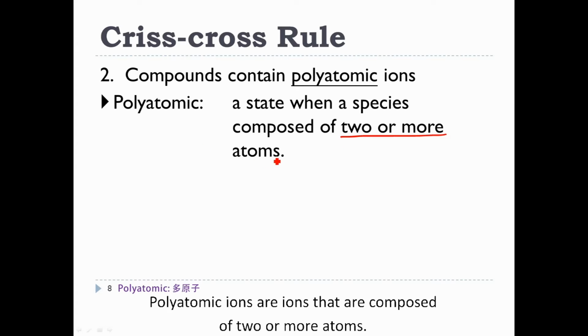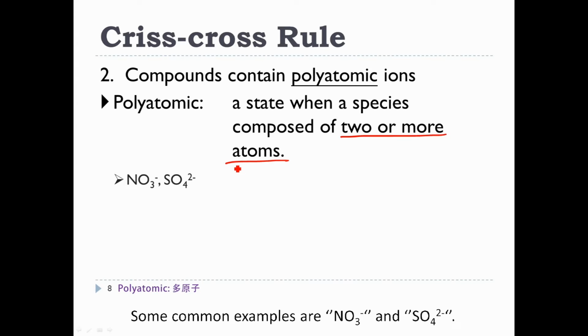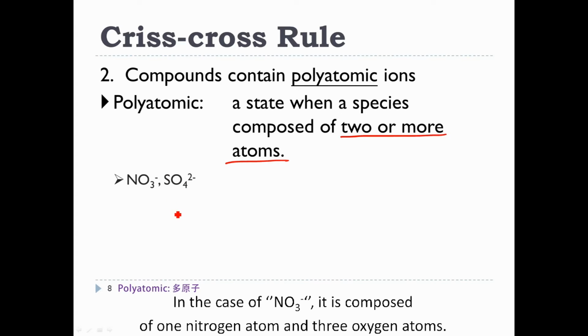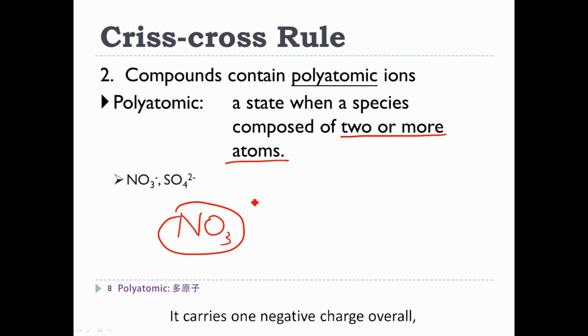Polyatomic ions are ions that are composed of 2 or more atoms. Some common examples are NO3- and SO42-. In the case of NO3-, it is composed of one nitrogen atom and three oxygen atoms. It carries one negative charge overall. Therefore, it is called a polyatomic ion.